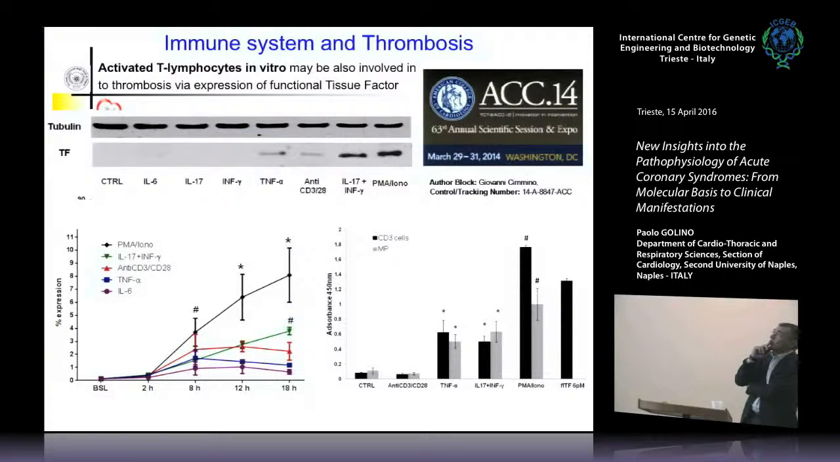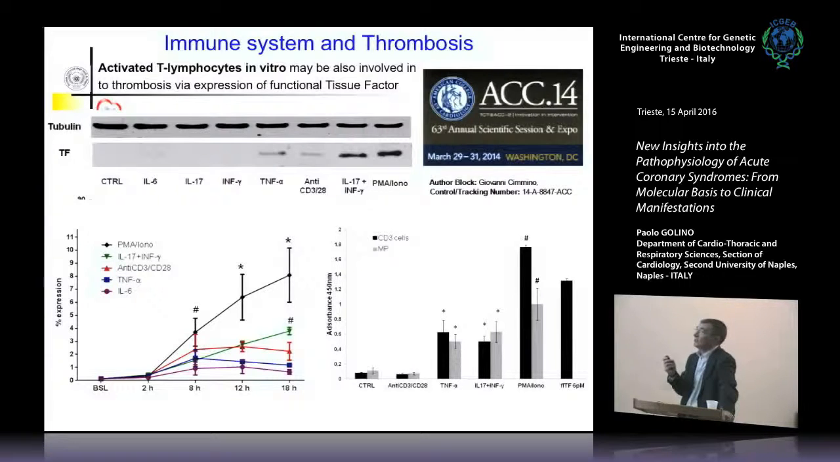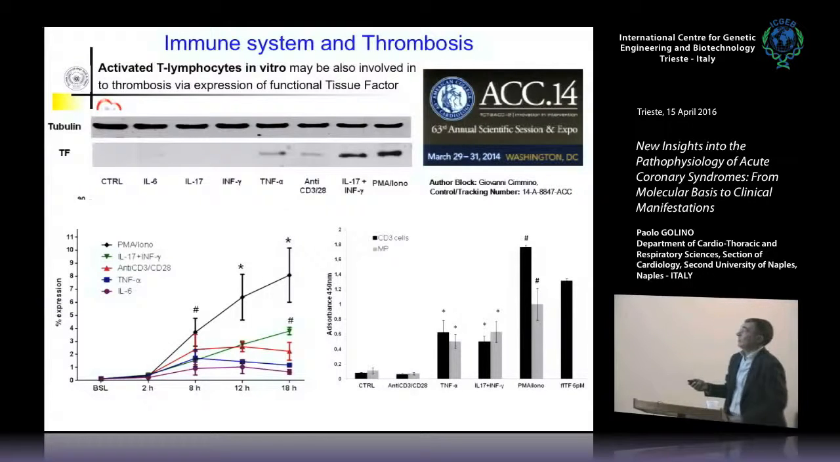What Giovanni did was, on one hand, in vitro, to challenge T cells isolated from normal patients with different cytokines, IL-6, IL-17, interferon gamma, TNF-alpha, and an anti-CD3/CD28 antibody, and some combinations of these cytokines. And Giovanni saw that these cytokines can induce T lymphocytes to express tissue factor on their membranes. Okay, and the tissue factor expressed in the membrane is active because it retains procoagulant activity, as you can see.